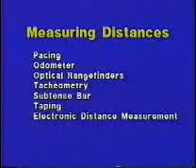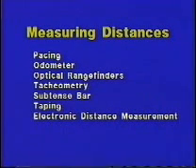There are several different methods of measuring horizontal distances. These methods include pacing, odometer readings, optical rangefinders, tachymetry, better known here as stadia, subtense bars, taping, and electronic distance measurement. We'll discuss taping and EDM measurements in detail in a few minutes. Let's briefly discuss the others now.